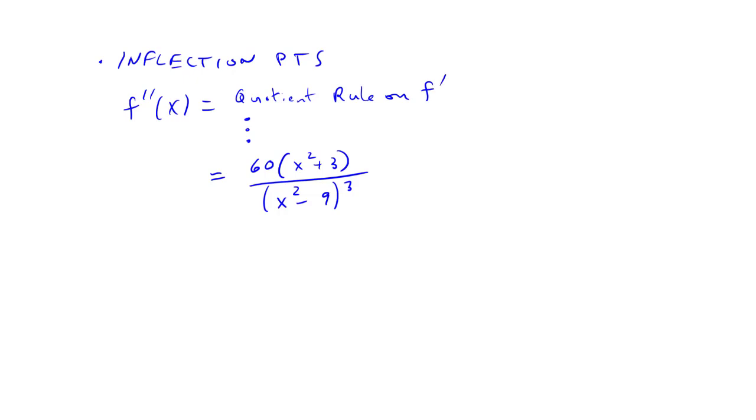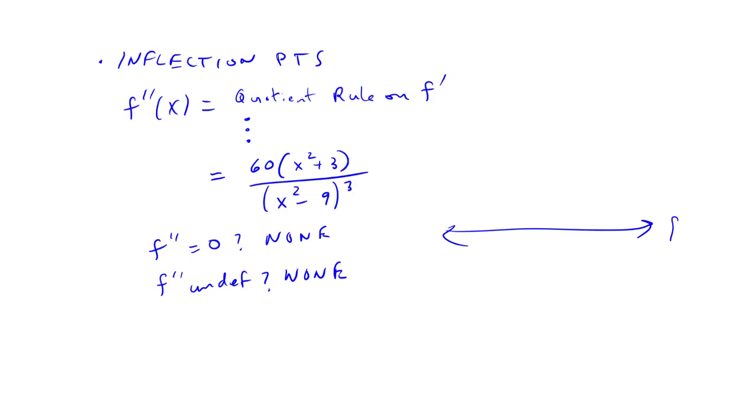Okay. So again, now I check the second derivative: where is it 0? Where is it undefined where the original function was defined? Oh, well, this numerator is never going to be 0, so there are no places where it's 0, and there are no places where it's undefined and the original function was defined. So the only things we are going to have on our second derivative chart are the discontinuities at -3 and 3.